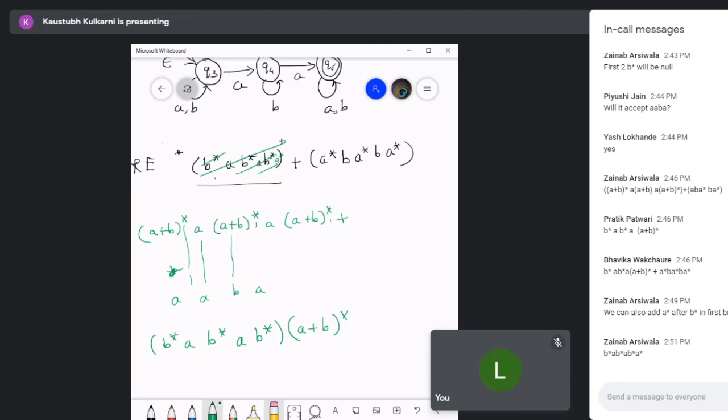So as you can see, whether it is finite automata or regular expression, there is no one correct answer as such.